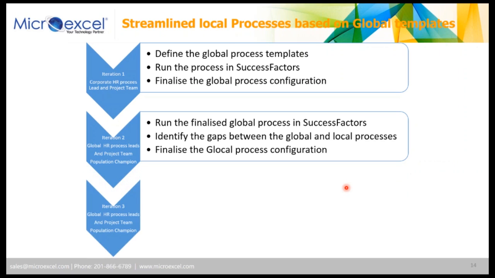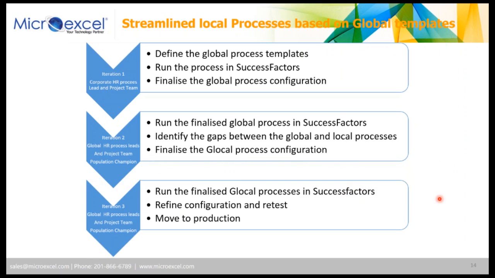Once we have done that, we have a third iteration, which is to run what we call our local processes, which is the global with that layer of local process integrated within the process. And again, of course, we will have to refine the configuration, and depending on the complexity of the company, the industry, and the spread of the population, it may require multiple iterations. It can be done all centrally, or it will require work on sites, depending again on the complexity of the organization we're working with.